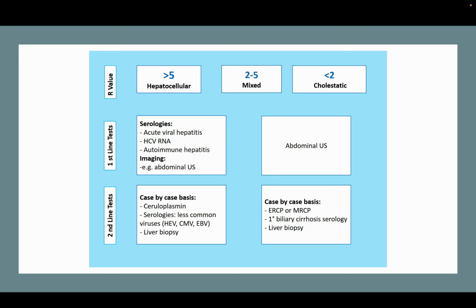So that is coming to the end of all the discussion. We'll discuss the R factor. It is ALT by upper limit of normal divided by ALP by upper limit of normal. If it is more than 5, you can suspect hepatocellular causes like viral hepatitis or autoimmune hepatitis.